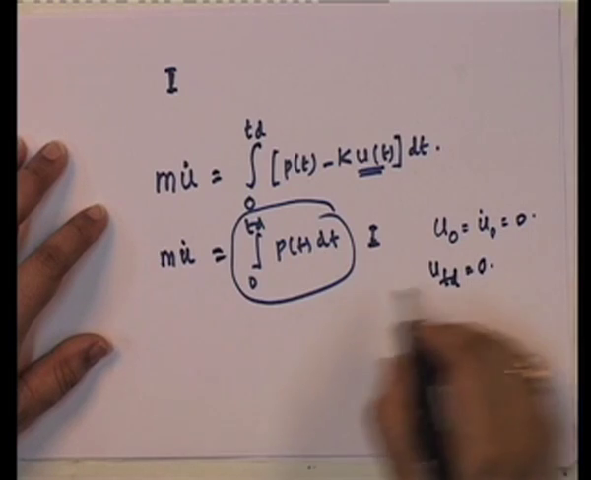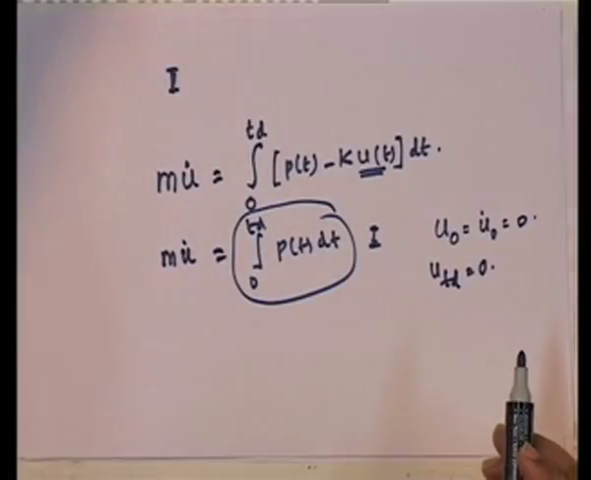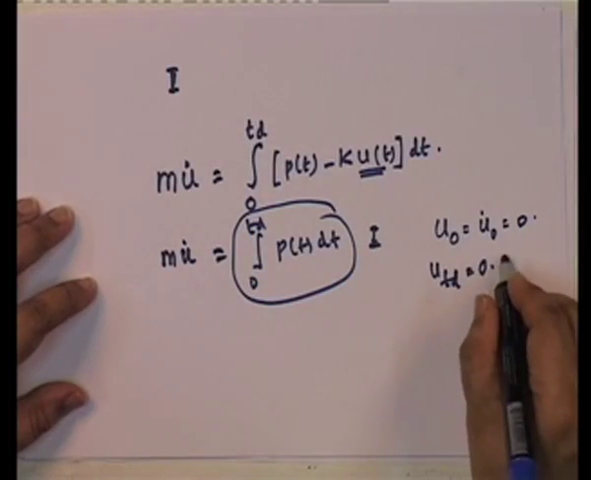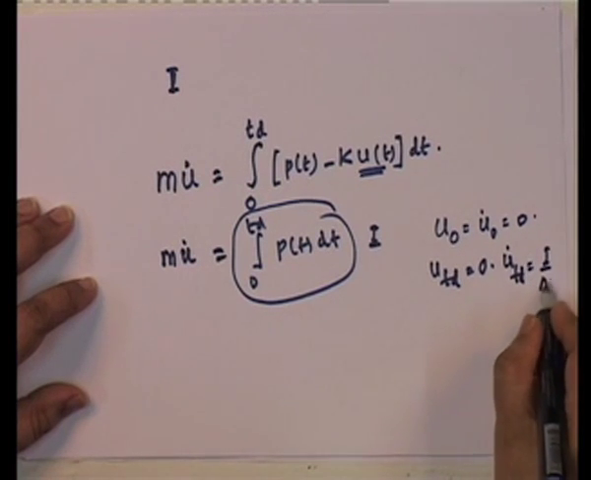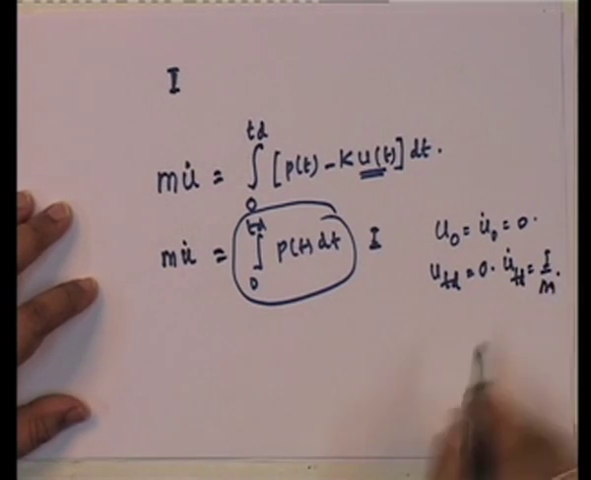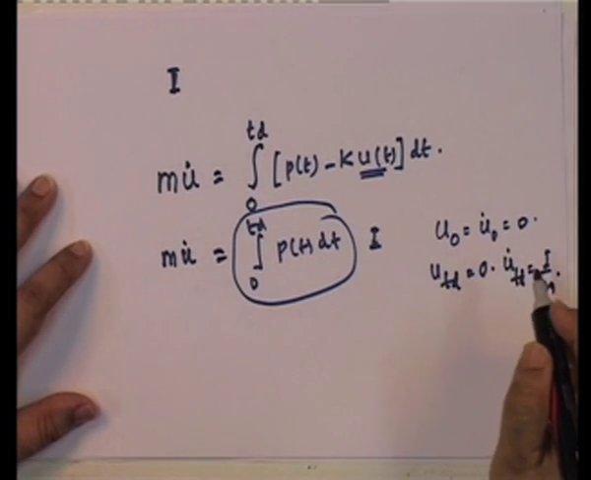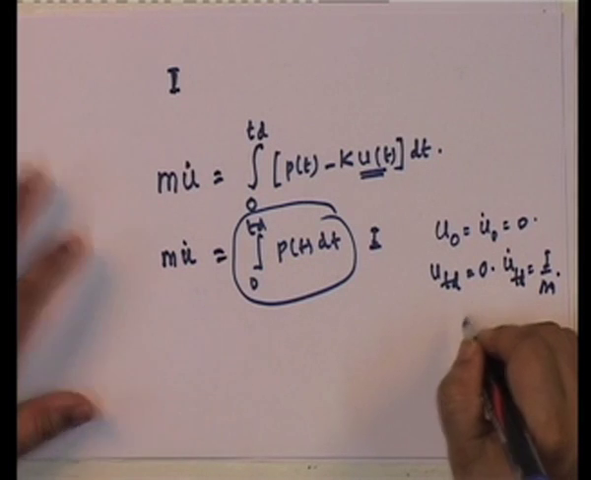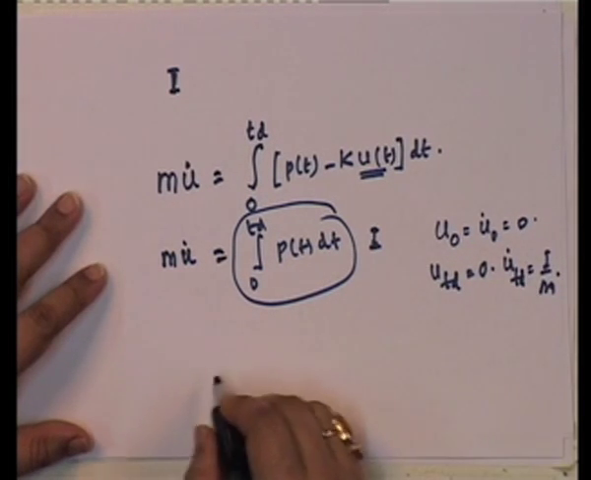U of T d is still 0, because it is too short a duration for velocity to come into the picture. However, u dot T d is equal to I upon m. So, since u T d is practically, for all practical purposes, almost 0, what does it become?